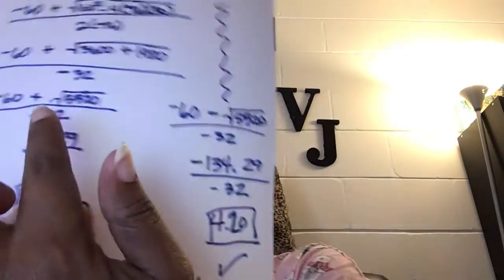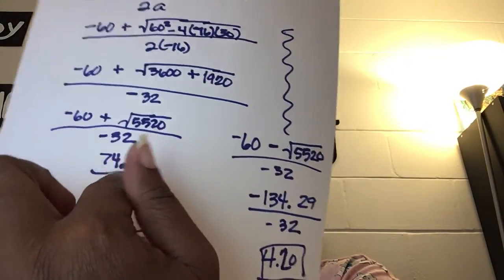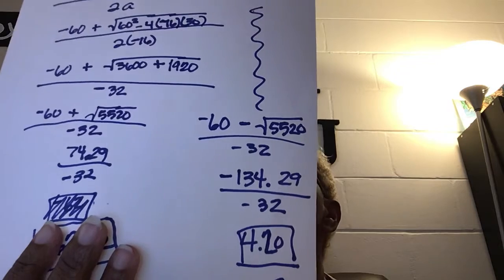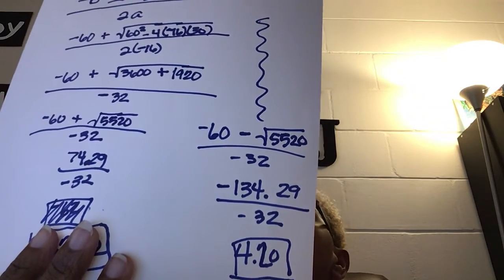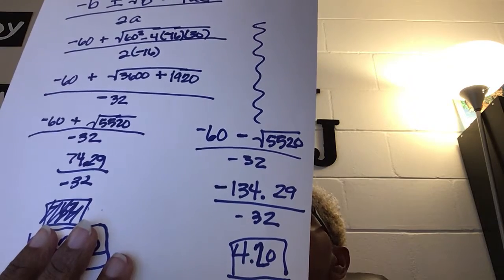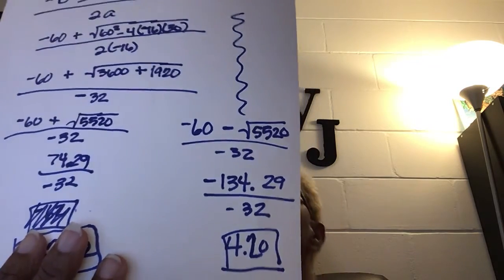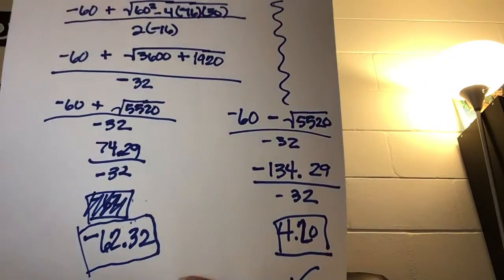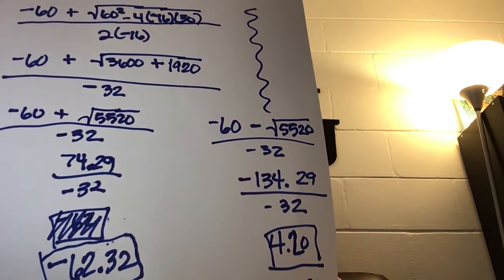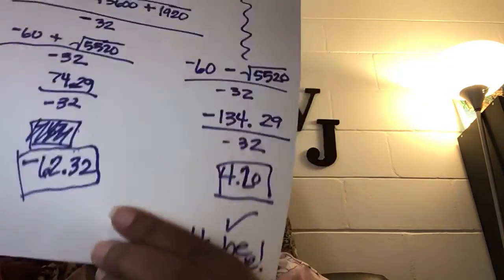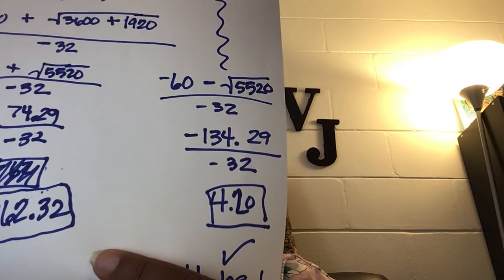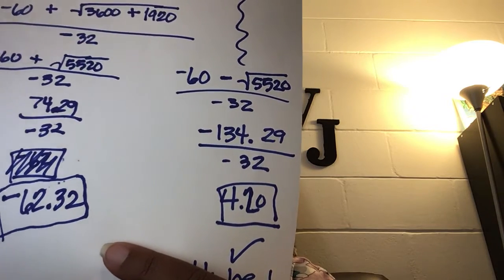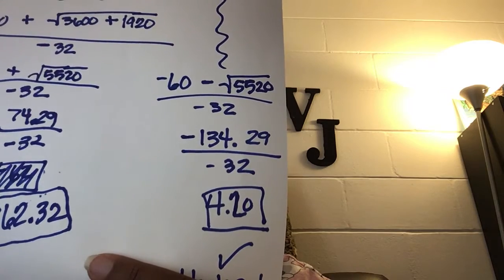So on this side, I'm going to just do the plus. Negative 60 plus the square root of 5,520 over negative 32. The square root of 5,520 is about 74.29, over negative 32. And when you do that, you get negative 62.32 because you have a positive on the top and a negative on the bottom, and positive divided by a negative is a negative.